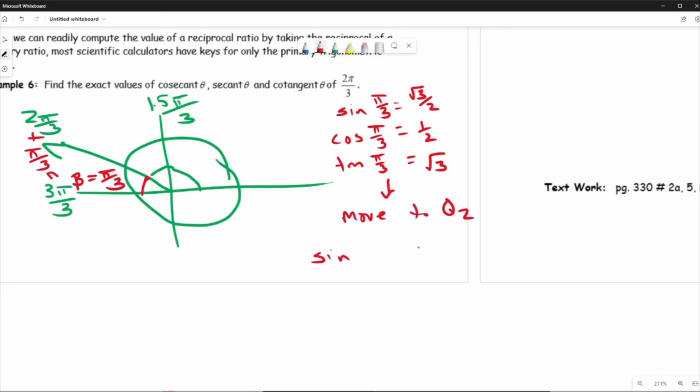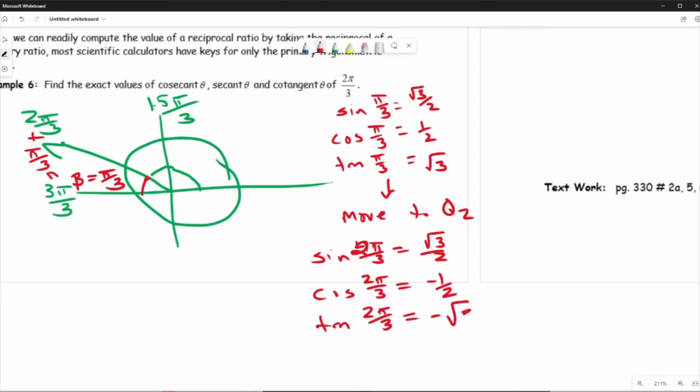In Q2, 2 pi over 3, sine is still positive. Cos in this quadrant is negative. And tan in this quadrant is negative.